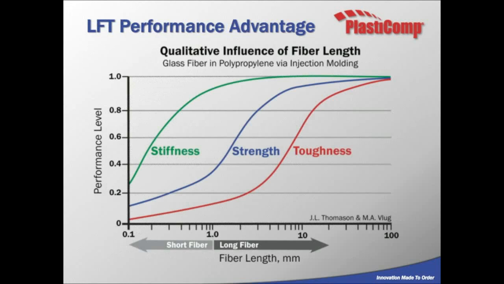So this is a graphical representation of what I just spoke to. You can see along the bottom we have fiber length, shorter fibers to the left and then longer as you go out to the right. And then you have performance level on the left-hand side of the graph. As you go out in fiber length, you'll start to see increases in strength along that blue line as you get over 1 millimeter. And then on the red line is where we really see the performance benefit. Once you get over 1 millimeter in length and increasing, now you'll see your impact properties and toughness go up.